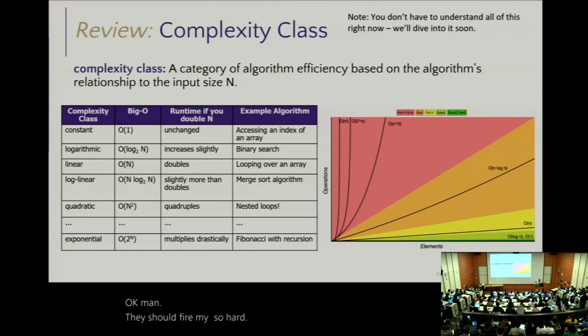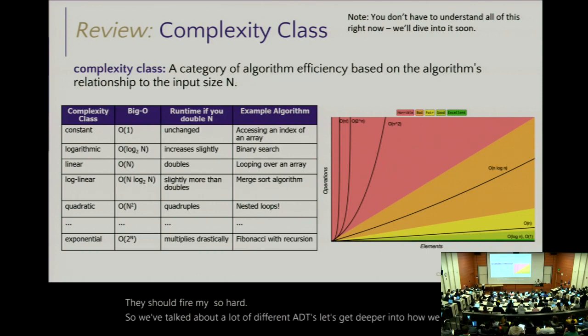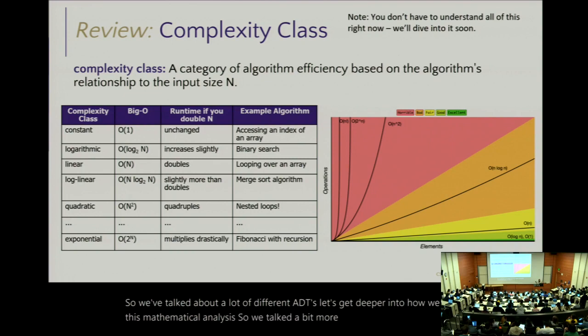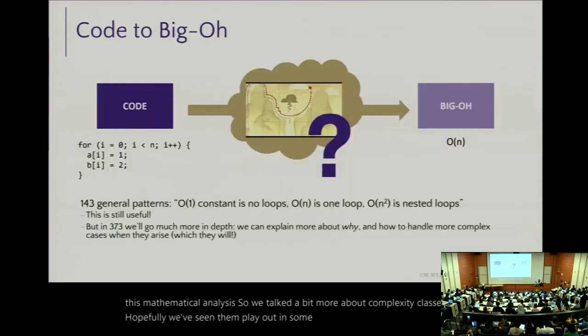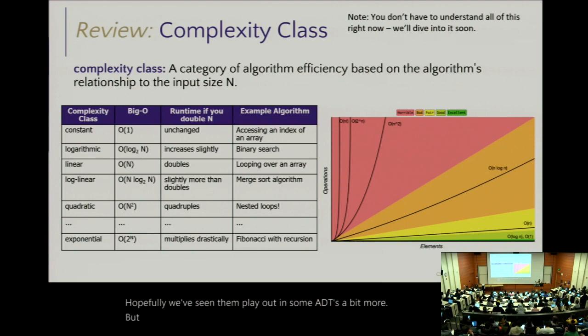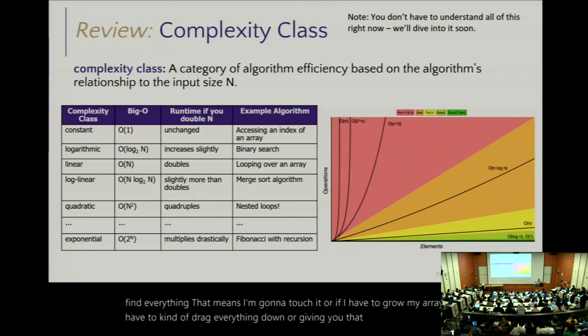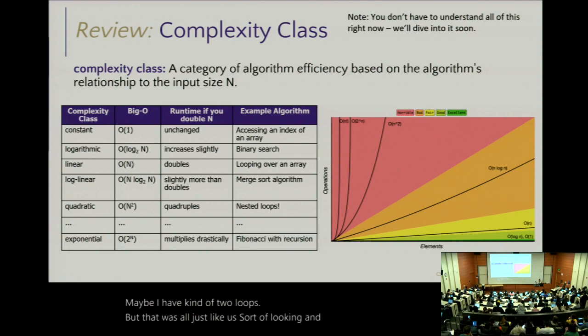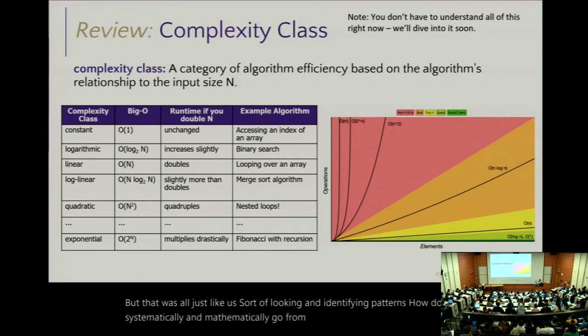Okay, so we've talked about a lot of different ADTs. Let's get deeper into how we do this mathematical analysis. So we talked a bit more about complexity classes. Hopefully we've seen them play out in some ADTs a bit more. But in this situation, I gave you some examples, like, if I have to loop over and find everything, that means I'm going to touch it. Or if I have to grow my array, I have to drag everything down. Or that nested situation, like maybe I have two loops. But that was all just us looking and identifying patterns. How do we systematically and mathematically go from code to the mathematical formula for how the runtime is impacted by n?